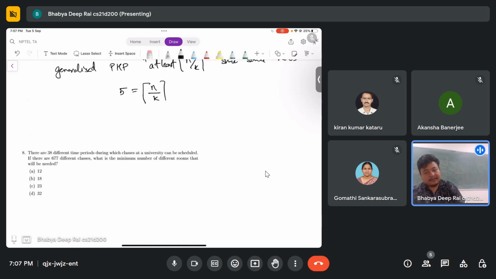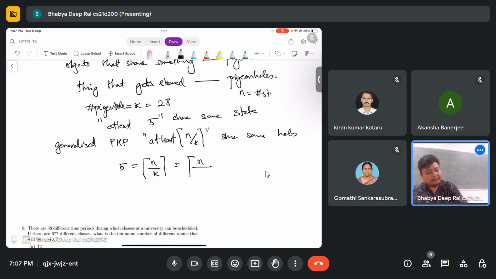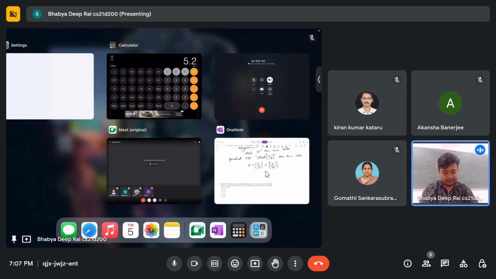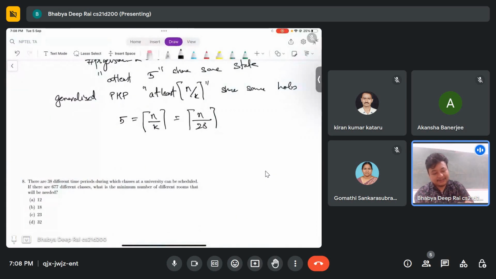So what is k here? n is the pigeons, so n equals number of students. So what is the k here? k is your 28, the number of states you have. So n divided by 28, the ceiling of that should give you 5. So like I told you, don't do 28 times 5 directly. You'll get 140. But this is still a valid answer, that at least this many will be there, but that minimum many need not be there, right? So this may not be the minimum answer that you want.